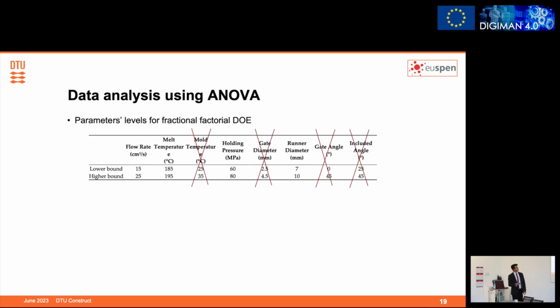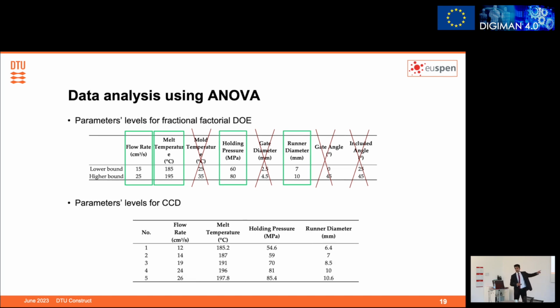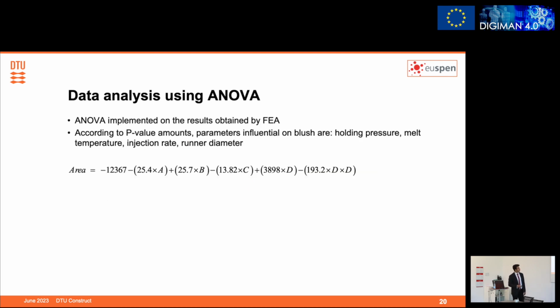By realizing that these 4 factors are not really influential on blush defect, we will continue only with these 4 factors. So in this way, we can design a second design of experiment, which is CCD, with more levels for each of these factors. Considering more levels for each factor can help us to better realize how each of these factors can affect the blush. I will show you a diagram in the next slides.